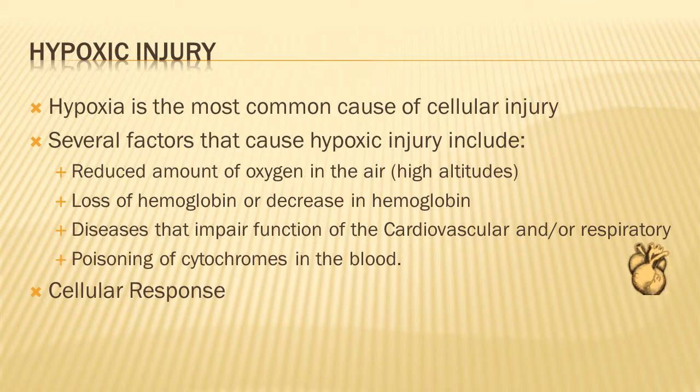Hypoxic injury is the most common cause of cellular injury in the heart muscle, and there are several factors that can cause it. It's oxygen in the air, of course, such as high altitudes. A lot of people go up to the mountains and then end up having chest pain. A decrease in hemoglobin can also contribute, as can cardiovascular and respiratory disease processes. And then there is poisoning of the cytochromes, the toxic material released when the cell is dying. Let's talk about the cellular response. It's quite intense when there's ischemia.